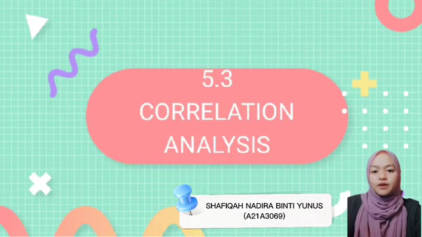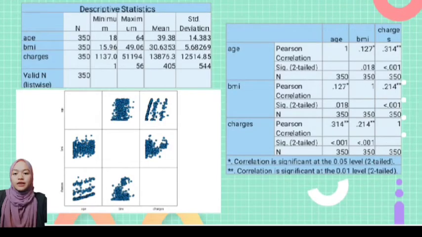Next, I will explain the correlation analysis. Correlation analysis is a statistical technique to determine the relation of two variables. Based on the Pearson correlation analysis using SPSS, we can measure and determine the relationship and change between the variables. In this study, we have measured the correlation between each of age and BMI with charges. The Pearson's product moment correlation table is a result from SPSS.